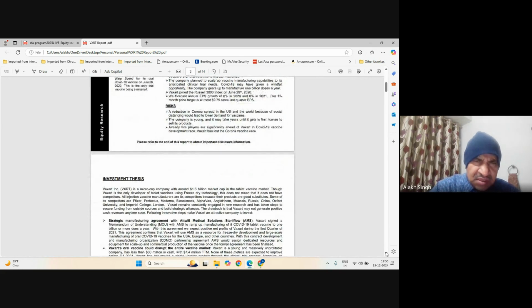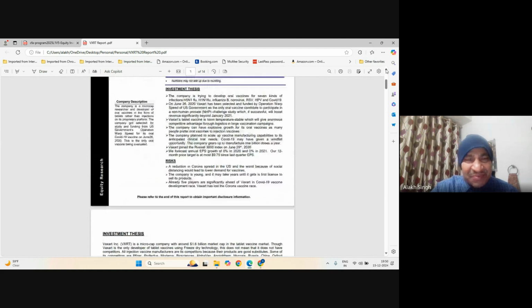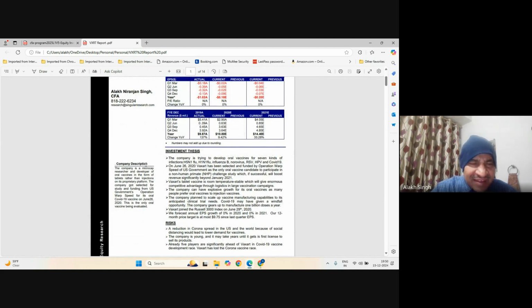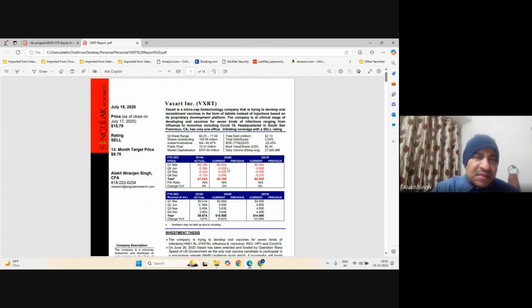thesis, risks. So you see, the return and the risk are always on the first page. It is common to all the reports. Risk and return, and return means whether I am giving buy or sell. So the first page is like a summary of the entire thing.